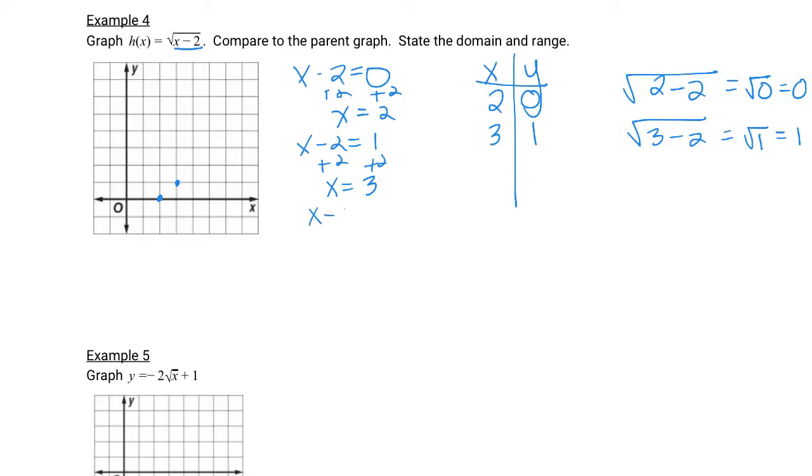Last but not least, we set the radicand equal to the next perfect square, which is 4, and then solve for x. X is 6. So when x is 4, or excuse me, the next number that we're going to put in is not 4. It is 6. When x is 6, we have the square root of 6 minus 2. That is the square root of 4, which is 2. So when x is 6, y is 2.